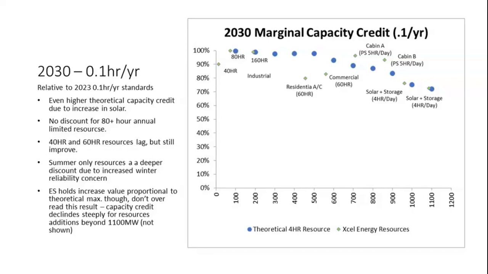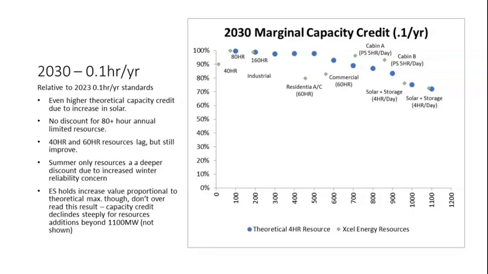Though I do say don't read too much into this result, as the capacity credit continues to decline steeply for additions beyond 1,100 megawatts. That's not shown. If we were to continue this line out, you would see it start to tip down. So somewhere out there is a maximum amount of these types of resources that one would want to have on their system, at least cost effectively. If cost was no issue, then of course you could install as many of these resources as possible, and you would have a reliable system.